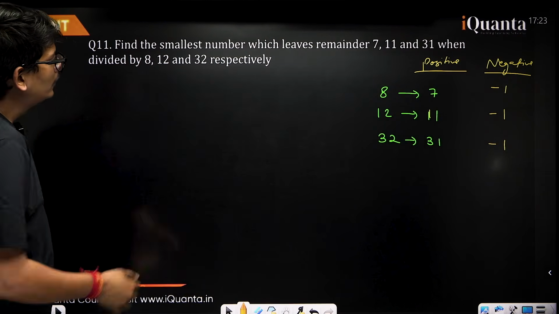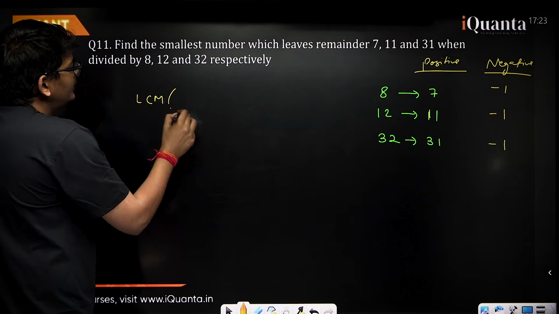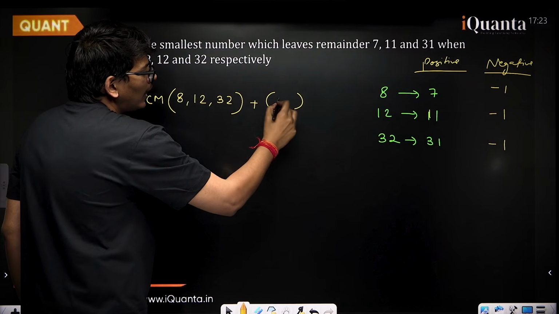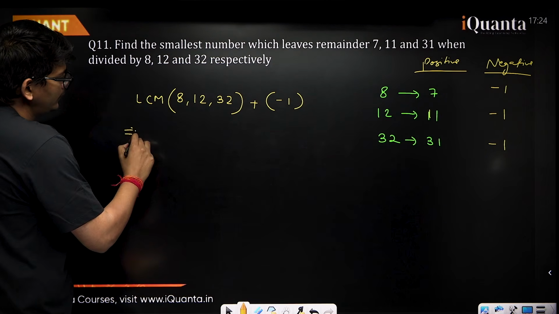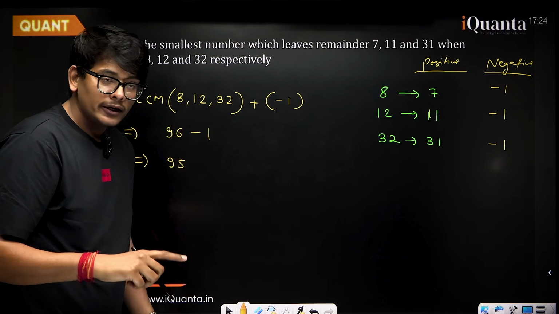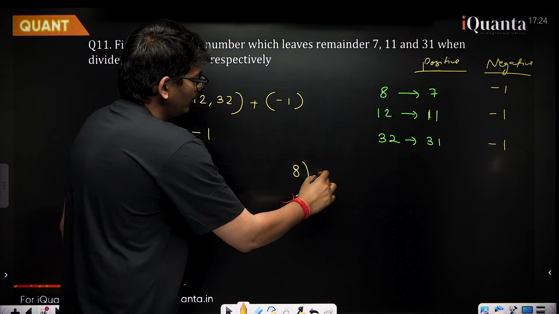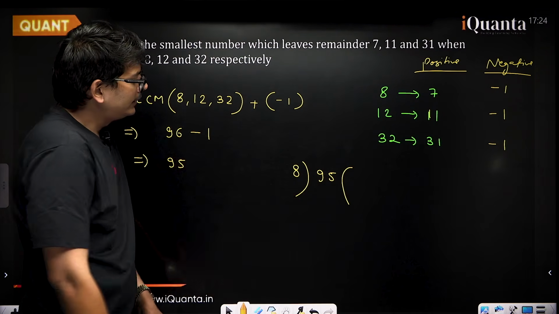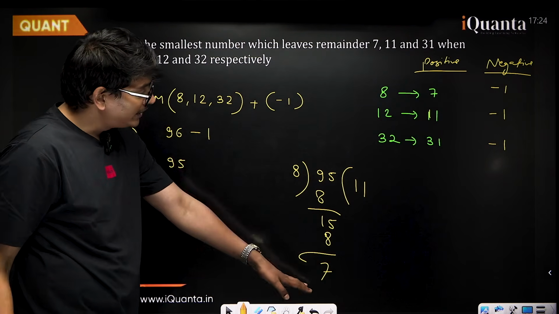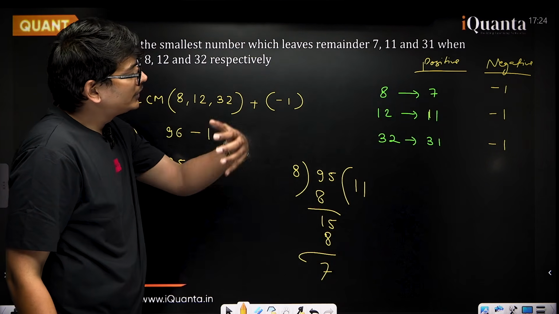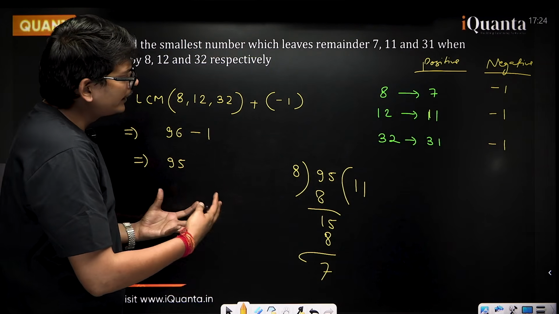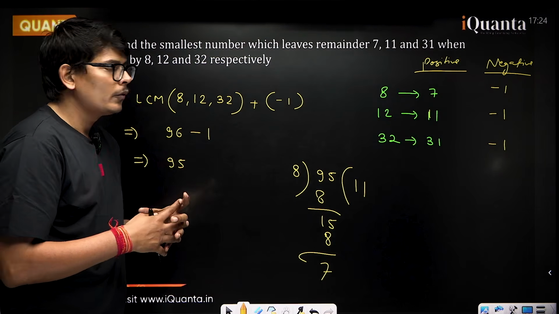So what do we have to do? We have to take the LCM of the divisors and plus our remainder. That's it. So 96 minus 1, 95. And you can cross check also. Let me show. When we divide 95 by 8, you can check 7 is the remainder. Similarly, you can check with respect to 12 and 32. You will always get the same values, right? So the best part about LCM questions is you can also cross check whenever you are in doubt.